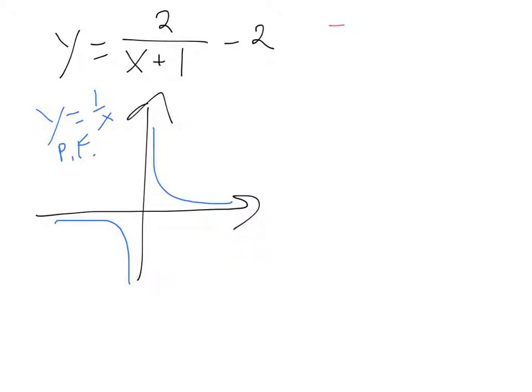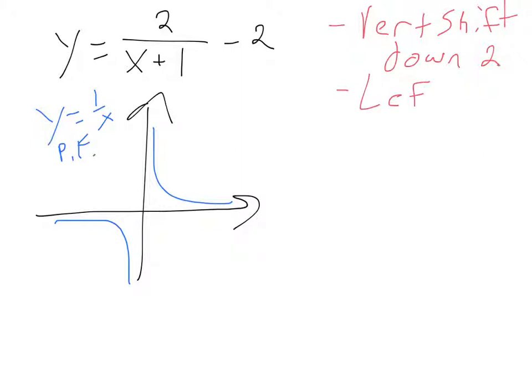The vertical shift downwards. Vertical shift down 2. What's the next one? Any of the other 2 is fine. To the left by 1, yeah. And that's a translation.